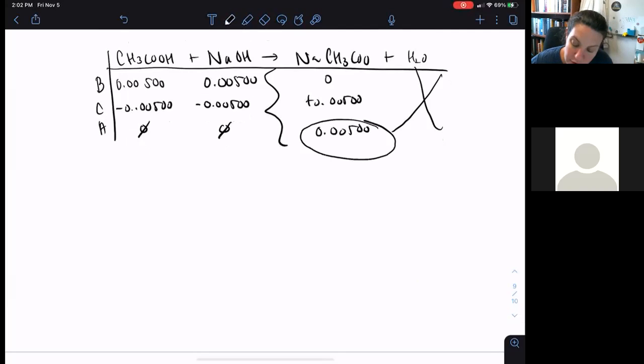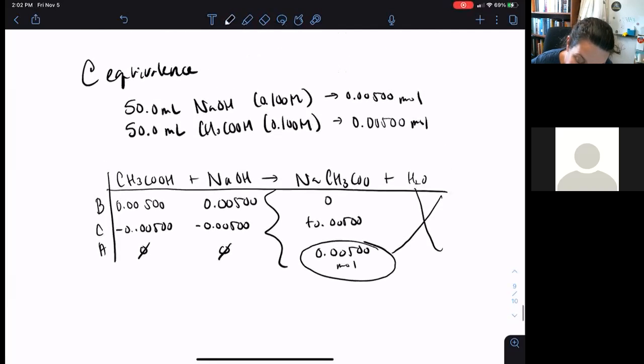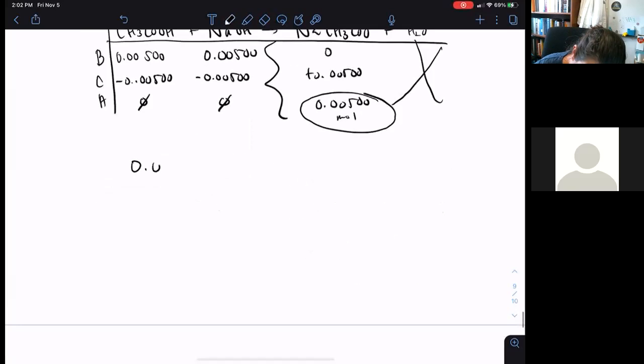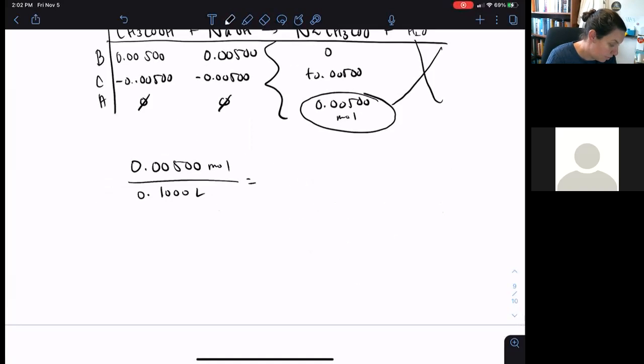So this can then go into a RICE table after we convert it from moles into molarity. We know that we have a total of 100 milliliters. So we can take our 0.00500 moles divided by 0.1000 liters, giving us 0.0500 molar sodium acetate.